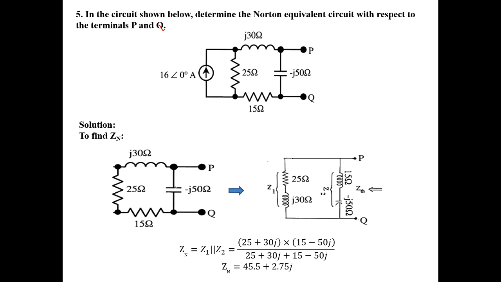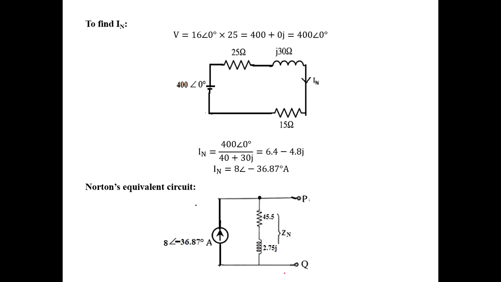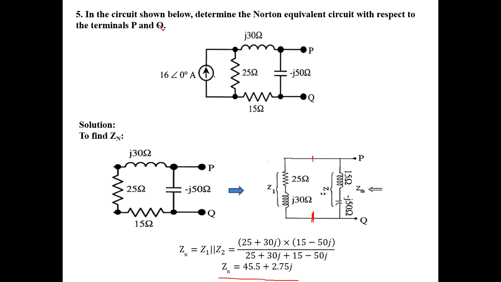Then we redraw this circuit, and we can get this circuit. Here these two impedances are connected in parallel because they have two common points. Then we know the relation Z1 parallel Z2 equals Z1 times Z2 divided by Z1 plus Z2. This is the Norton impedance value. Next we have to find the Norton current.